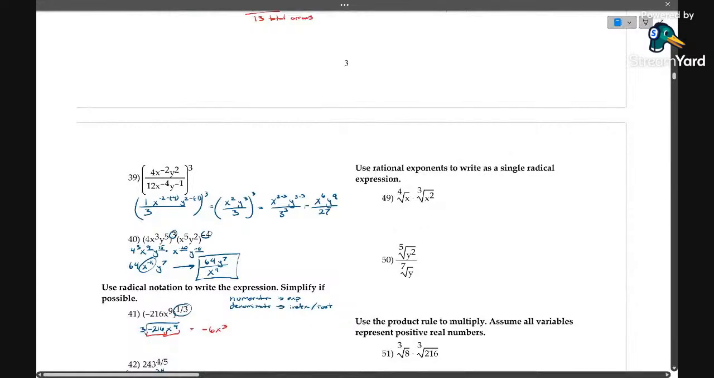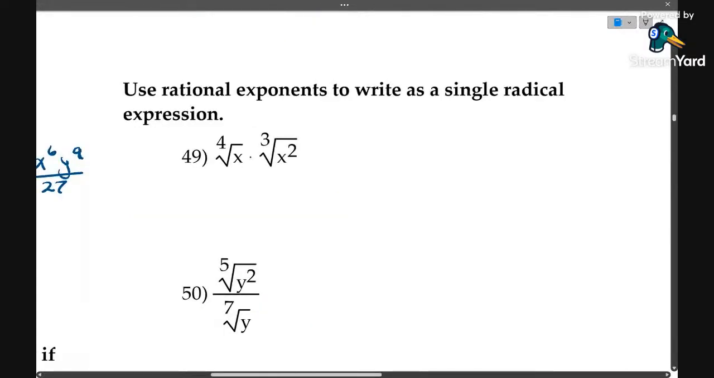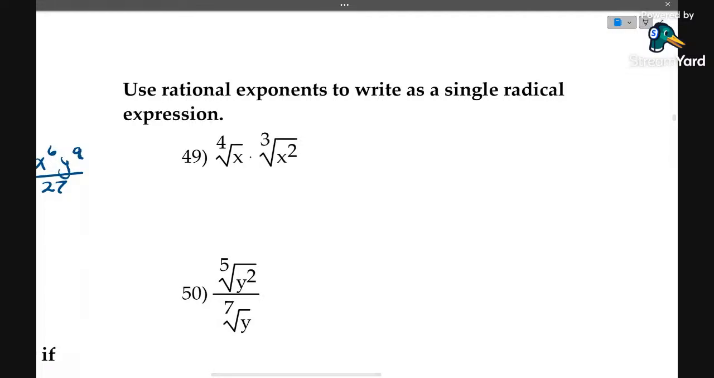Here we want to write this as a single radical expression. In order to multiply radicals, the index of both radical expressions has to be the same number. Since they're not the same number, we can use rational exponents to our advantage to get them to be the same number. So I can rewrite this first one as x to the 1/4, and I can write the second one as x to the 2/3.